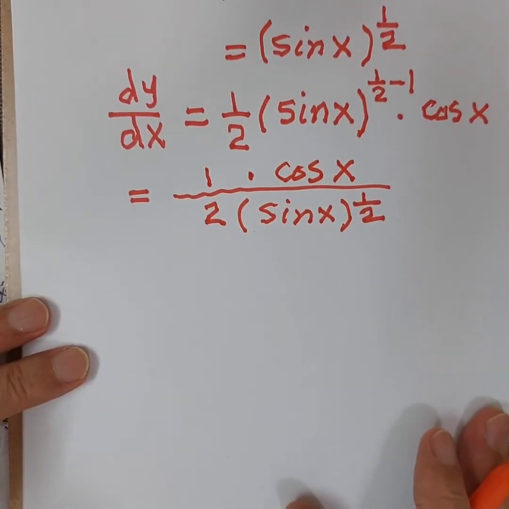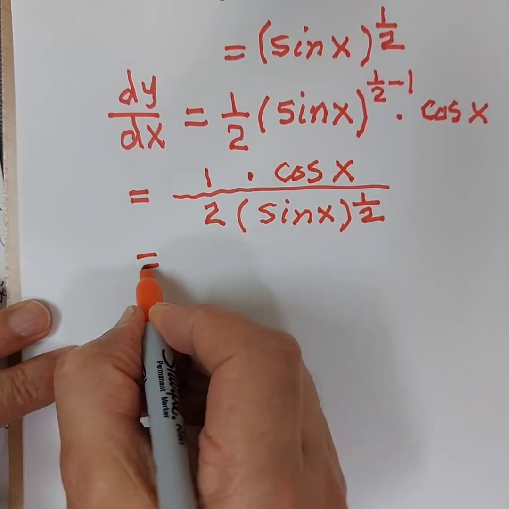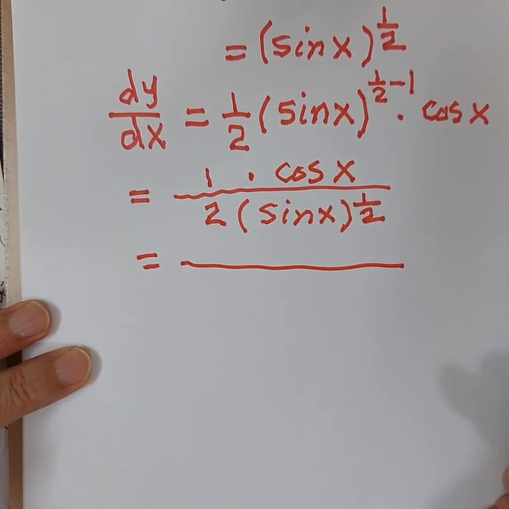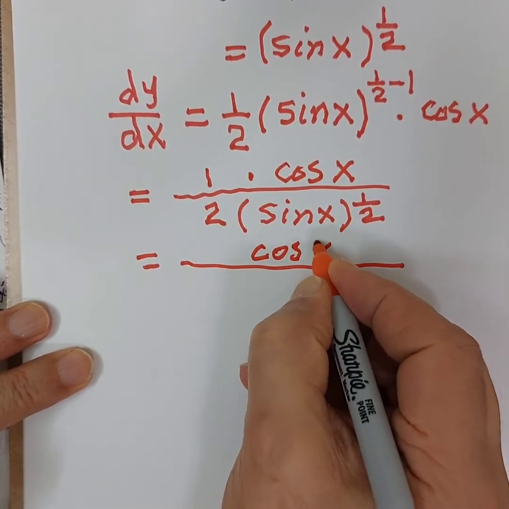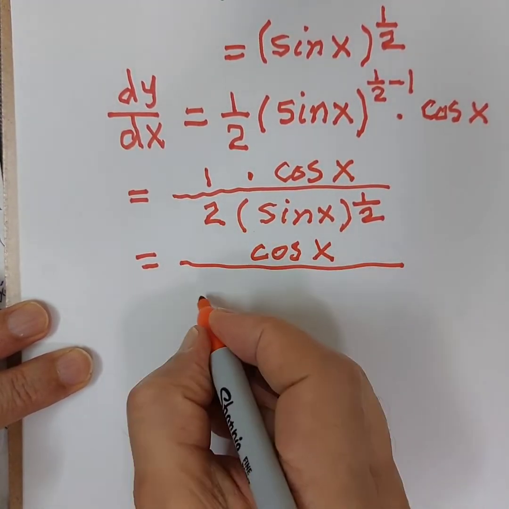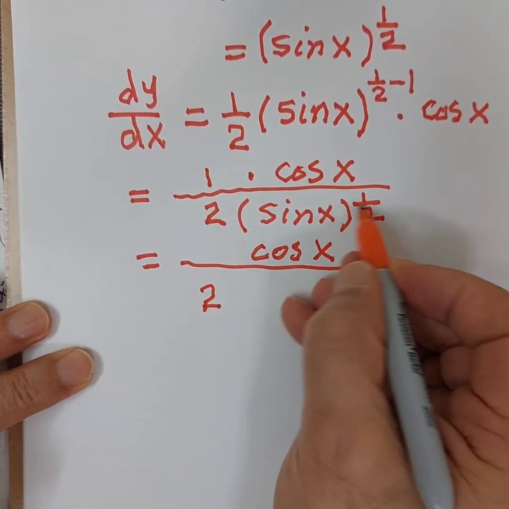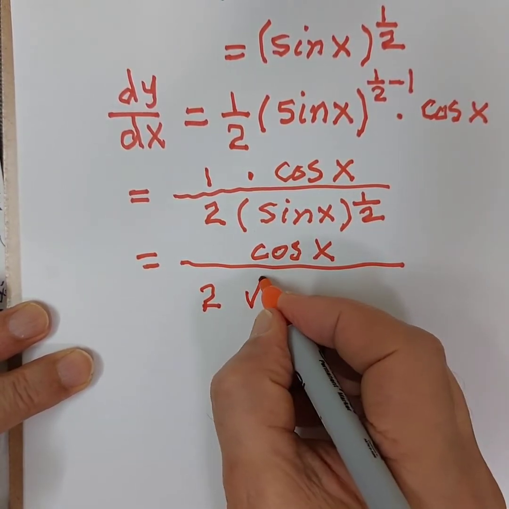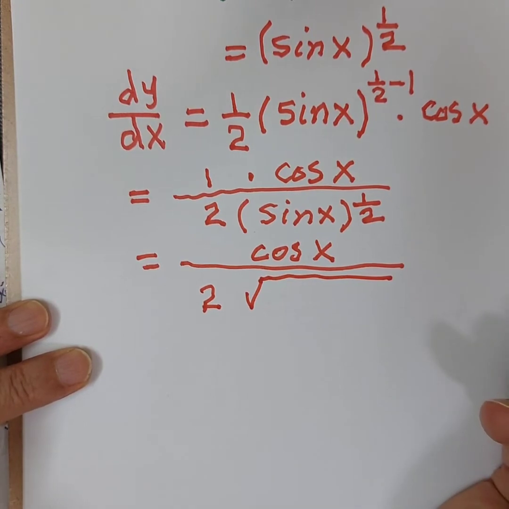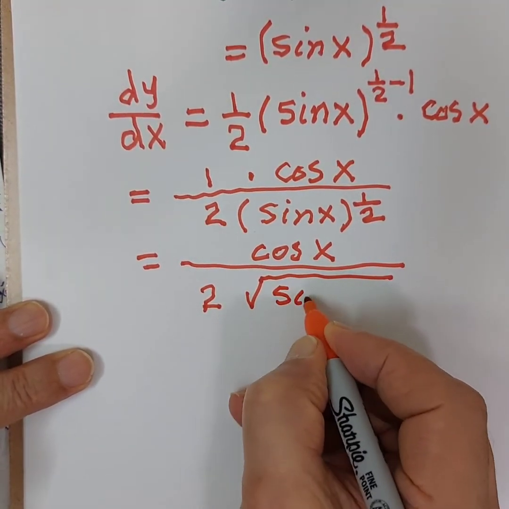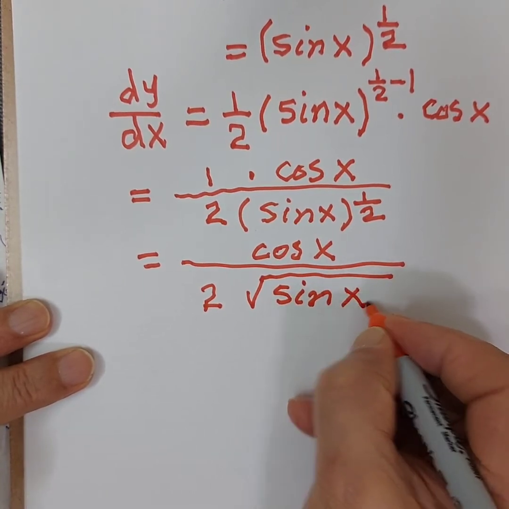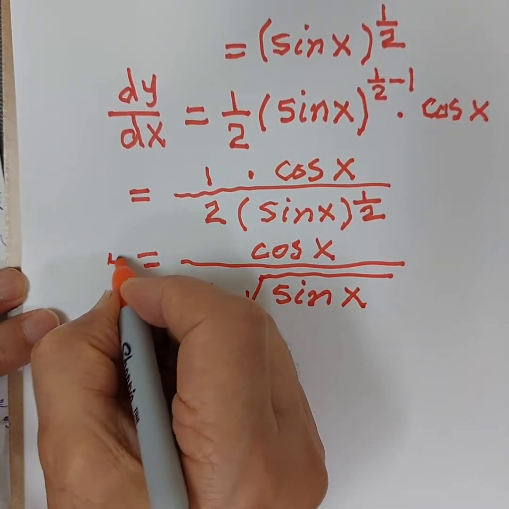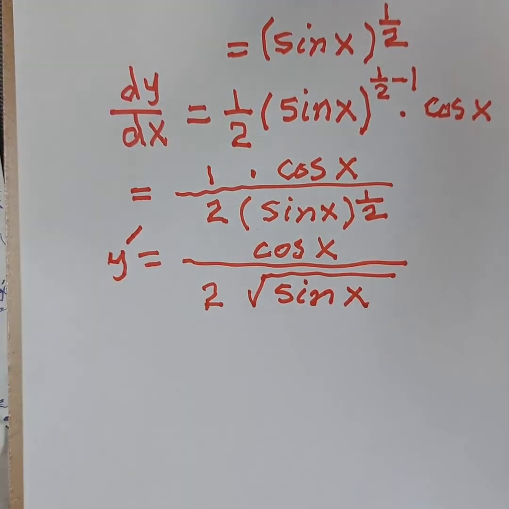Also, we can write in simplest form. That means fraction line. 1 times cosine x, that means cosine x, over 2, and this power half, we can change it also to radical. That means square root of sine x. That's dy by dx, or y dash, whatever. It's the same meaning. Okay?